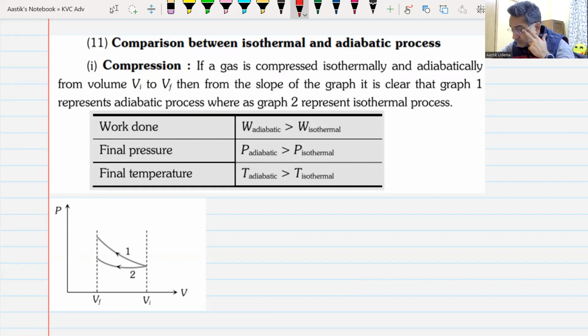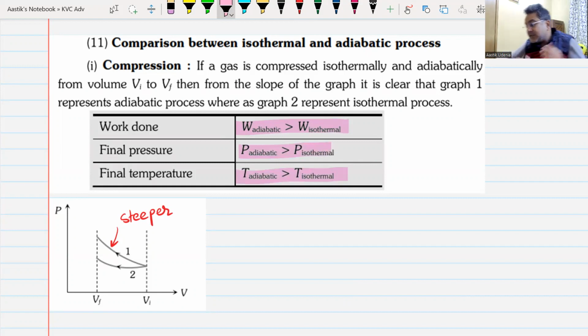One is adiabatic, sir. One is adiabatic because it is steeper. The steeper one is adiabatic. So when you're talking about compression, looking at the graph, you can tell me that work done in adiabatic will be more than isothermal, pressure in adiabatic will be more than isothermal, and temperature in adiabatic will be more than isothermal temperature if the process is happening between two volumes. Do you understand this? Yes or no? Yes.